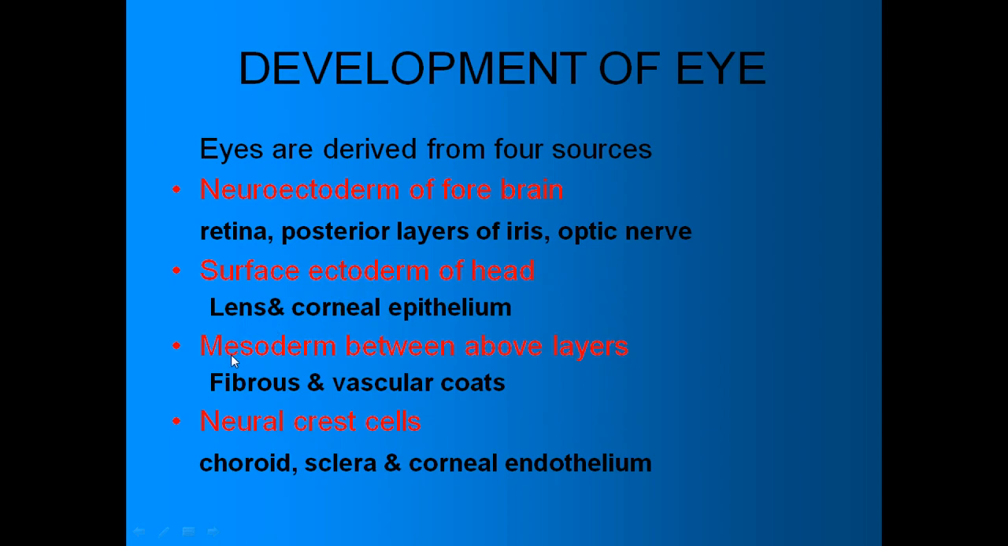Then the mesoderm, which is between the ectoderm and endoderm, or the brain area in this case, will give rise to the fibrous covering, that is the sclera of the eye, and the vascular coats, that is the choroid and the ciliary body. In addition to that, the neural crest cells, at the junction between the surface ectoderm and the neural tube, will get detached as the neural crest. It gives rise to the sclera, choroid and corneal endothelium.